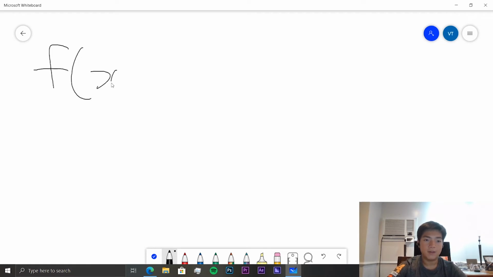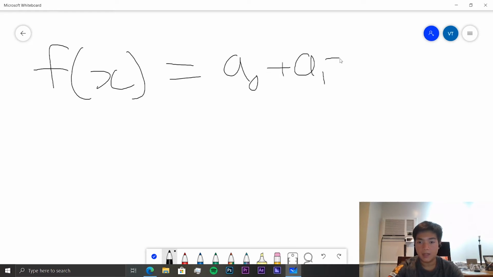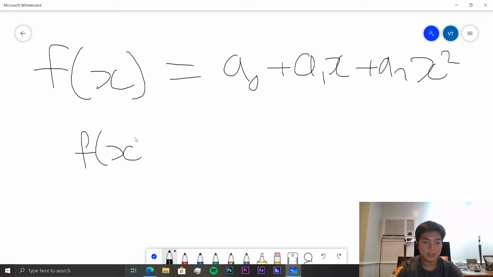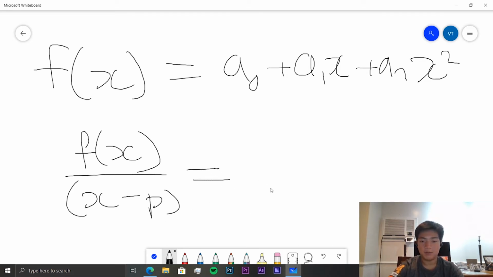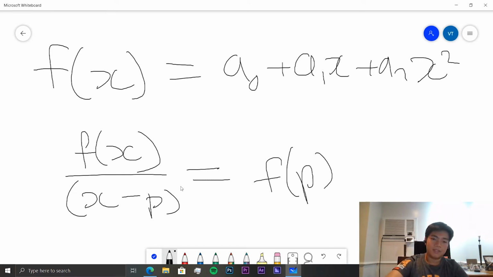If we have f of x, which is a polynomial, which, if you remember, is equal to something like a0 plus a1x plus a2x squared, and so on. Well, if we divide this expression by a linear expression, x minus p, where p is a constant, the remainder will be equal to f of p. And yeah, I'm not going to prove this for you. You can look it up if you want, but this is one of the theorems.